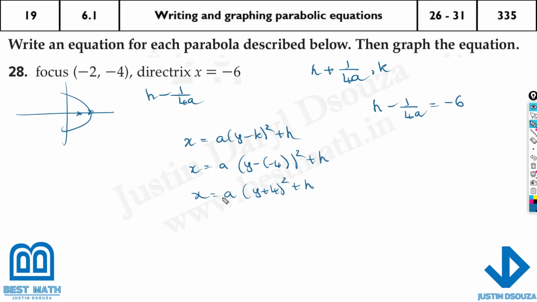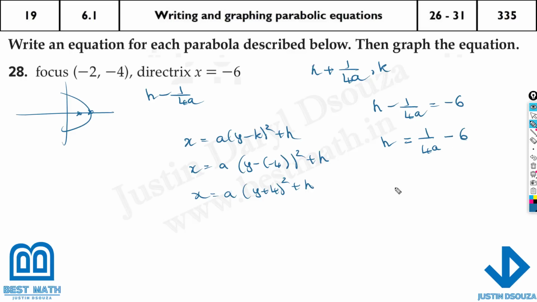Sorry, I need a and h. Okay, I need both of these values. It's up to you to choose, but it's easier if I just keep h alone over here. It'll be minus 6 and this will be plus. So I'll just write the first term as plus 1 by 4a. This is positive now, minus 6.